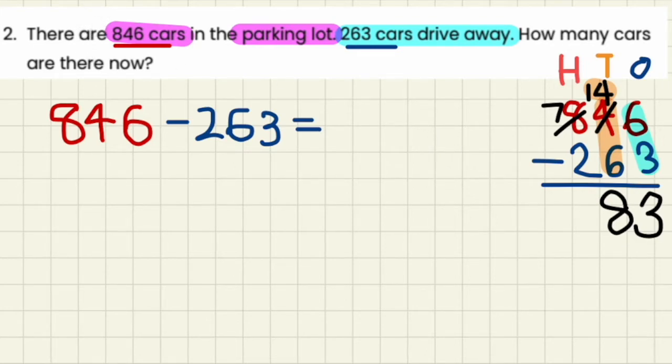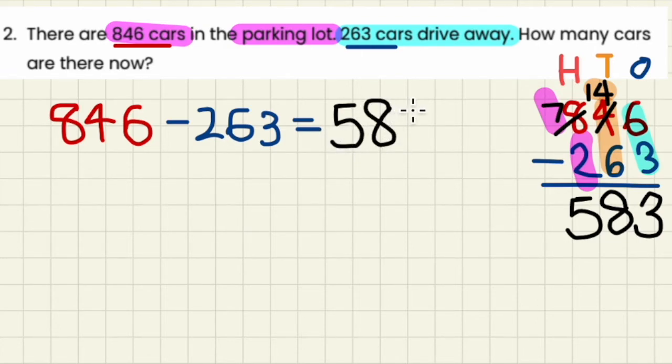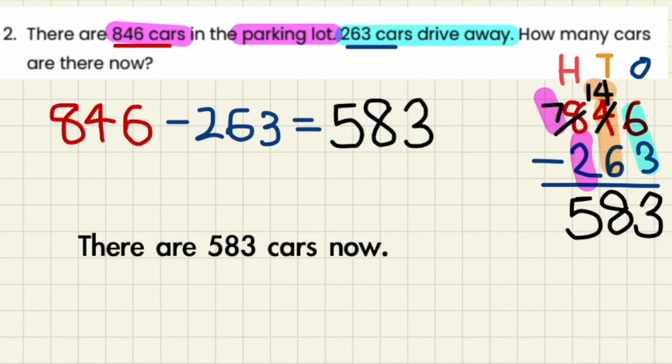So now we can move on to the hundreds place. Our hundreds place was originally 8 minus 2, but because we lent a 1 to the tens place, instead of having an 8, we would have a 7. So it would be 7 minus 2. 7 minus 2 is 5. So our answer to 846 minus 263 is 583. To answer that in sentence form, we can say that there are 583 cars now.